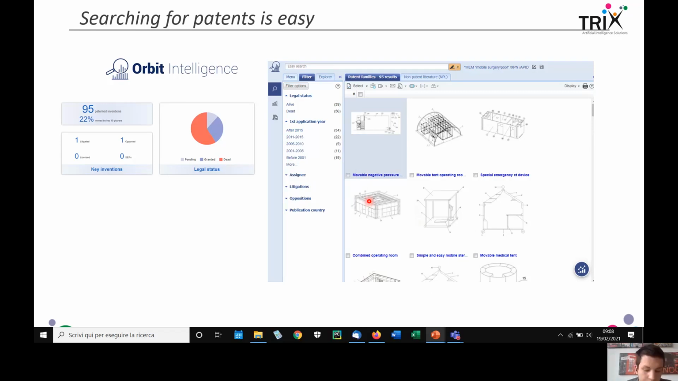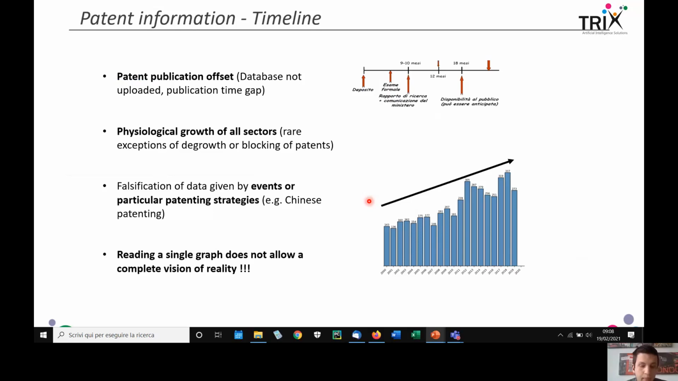When we look at a graph, however, we must consider some aspects and limits. Let us remember that patent procedures are long and the patent is public only 18 months after filing. Therefore, on the graphs, we have an offset of 18 months given by this delay, but also by the delay of the database updates. Therefore, often the last 2 years should never be considered because they are not complete data.